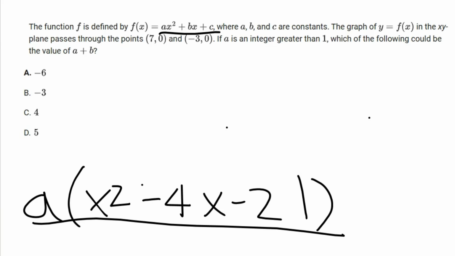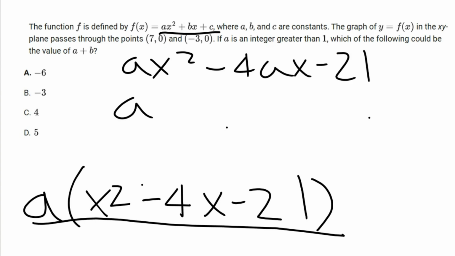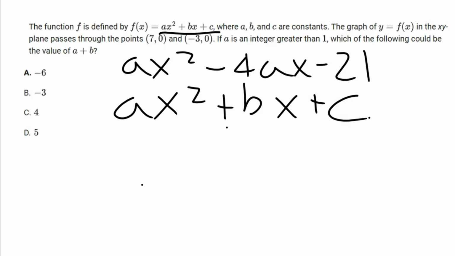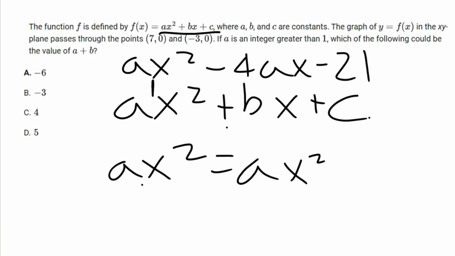So you've got ax squared minus 4ax minus 21. Got ax squared plus bx plus c. Now, these forms are going to be somewhat equivalent to each other. You have ax squared equals ax squared, right? These two forms are equivalent. And so you can cancel this out. Just see it's a 1-to-1 ratio.